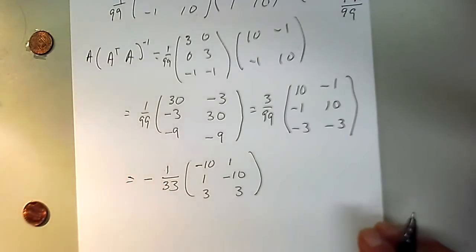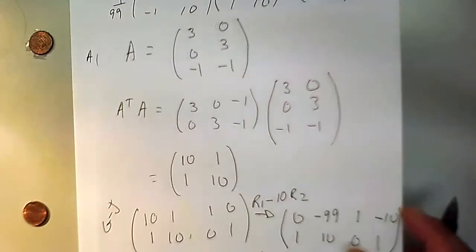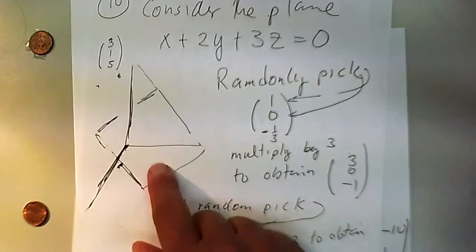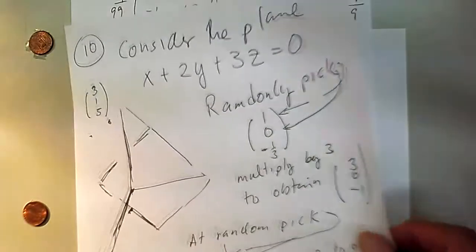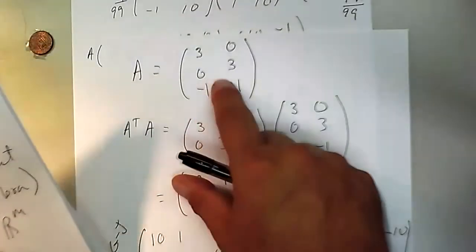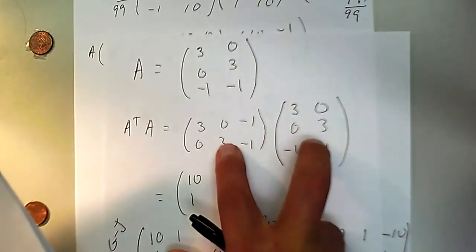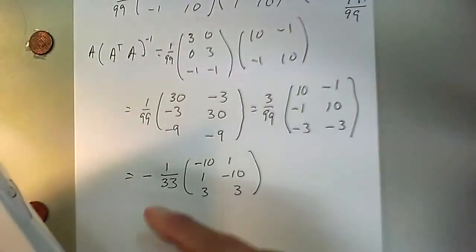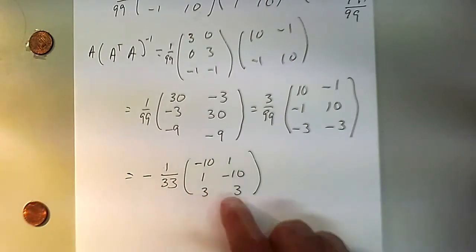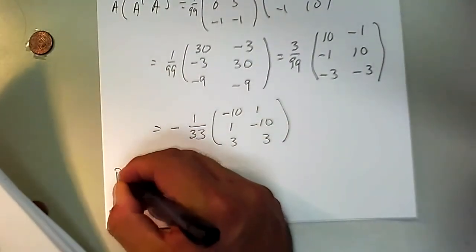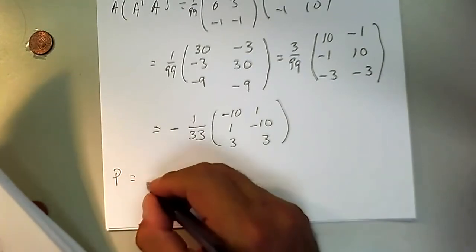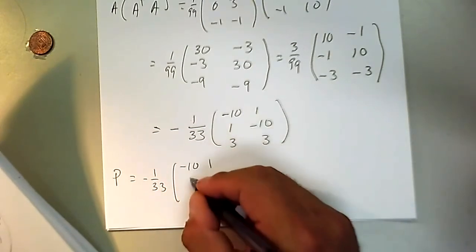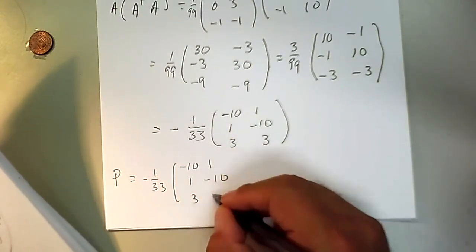Okay, so one more step to get to our answer. Is it more work? Yes, because we have to think about it. We have to come up with the 2 vectors that generate the plane. That was already some work. On top of that, then we could make the matrix. The multiplication is more work. The inverse, more work. And then we still have to keep multiplying with things. So the projection matrix, capital P, is negative 1 over 33 times negative 10, 1, 1, negative 10, 3, 3.